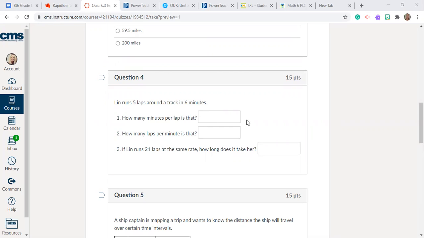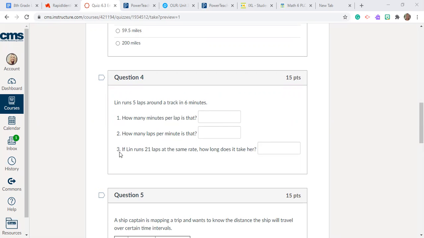Pause and complete the first part of the question. Question number two, how many laps per minute is that? So you're gonna use the same numbers up here, 5 laps in 6 minutes. And now we wanna know how many laps per minute. Pause and do the work for number two.